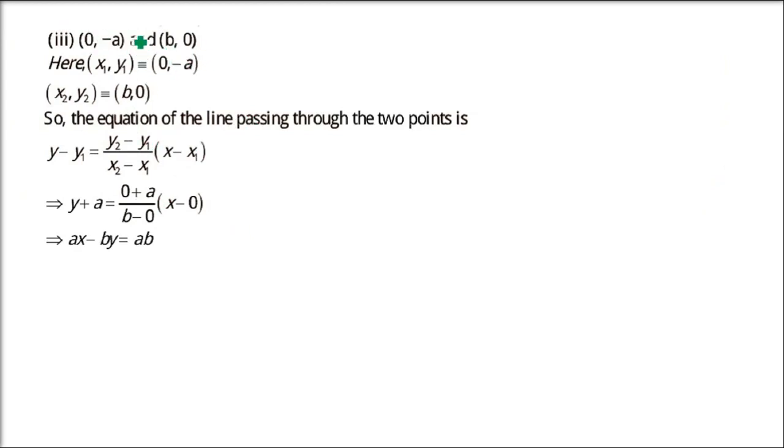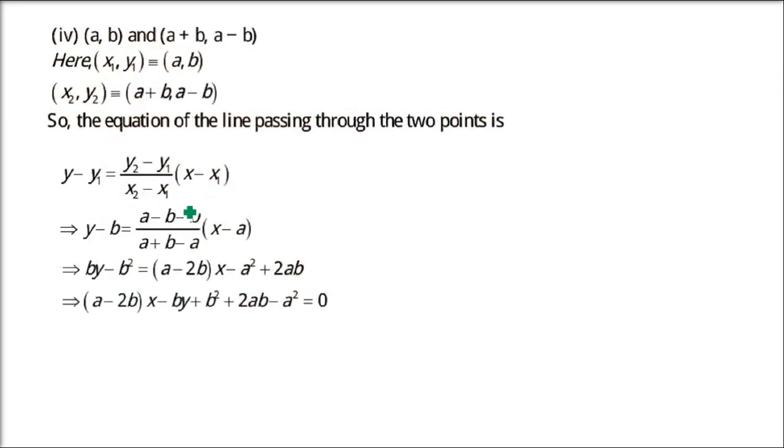Now x1, y1 here is 0 comma minus a, x2, y2 is b comma 0. x1, y1, x2, y2 is known. Now let us put in this equation, you will get the result. Here you have x1, y1 as a, b, x2, y2 as a plus b and a minus b. So let us put it here. When you put this here, y2 minus y1, that is a minus b minus b. In the numerator it will be a minus 2b, and in the denominator it will be only b, a cancels.